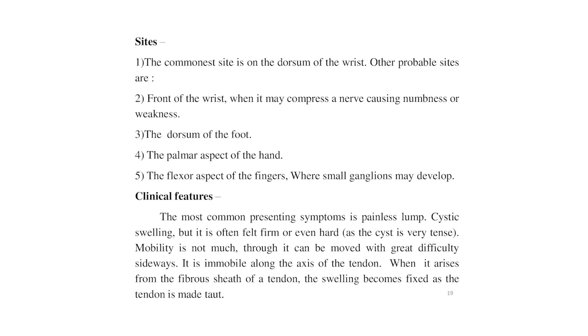Now, the clinical features of this ganglion: the patient often is a young adult. The most common presenting symptom is a painless lump. Occasionally, there may be considerable pain, which is often seen in the case of a ganglion on the flexor aspects of the finger. On examination, the lump is a well defined cystic swelling, but it is often felt firm or even hard. As the cyst is very tense, mobility is not much, though it can be moved with great difficulty sideways. It is immovable along the axis of the tendon. When it arises from the fibrous sheath of the tendon, the swelling becomes fixed when the tendon is made taut.